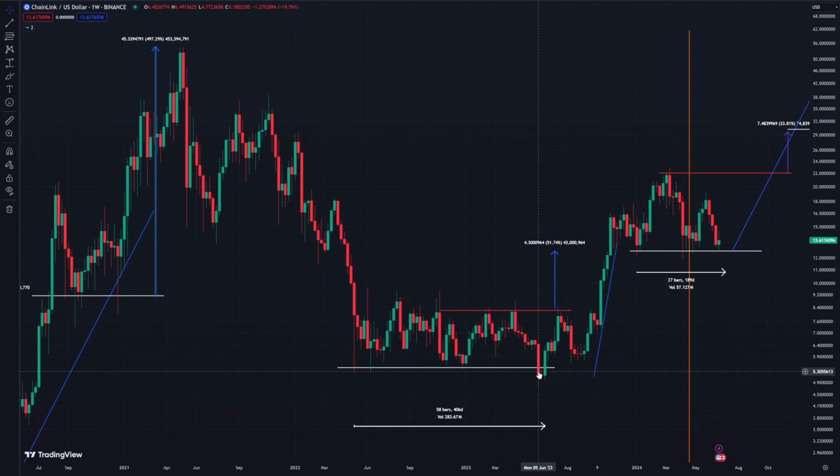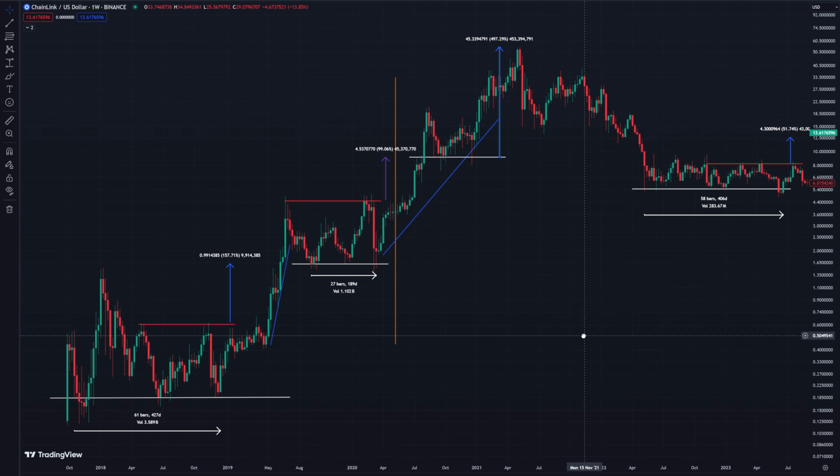Technically we had a fake out down below this support, but we actually made a move up out of this range basically straight afterwards. And if we check the time frame, we can see that here Chainlink kept bouncing off this low for about 58 weeks. Very similar to the 61 weeks we saw here.